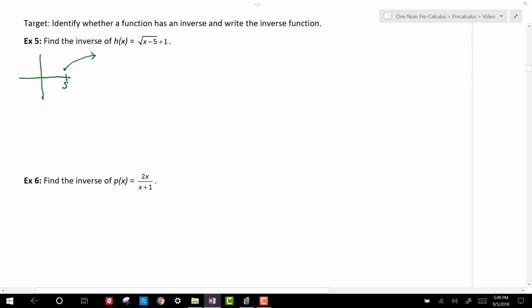So I know that my inverse is going to be a parabola, because the inverse of a square root is a parabola. And since I have the positive root here, that implies that the inverse is the right side of the parabola. All right, so first of all, I need to find the inverse equation. So we're going to start off by switching the x and the y.